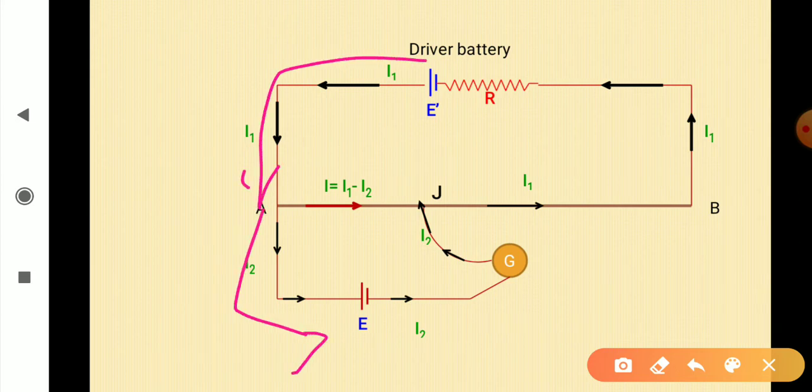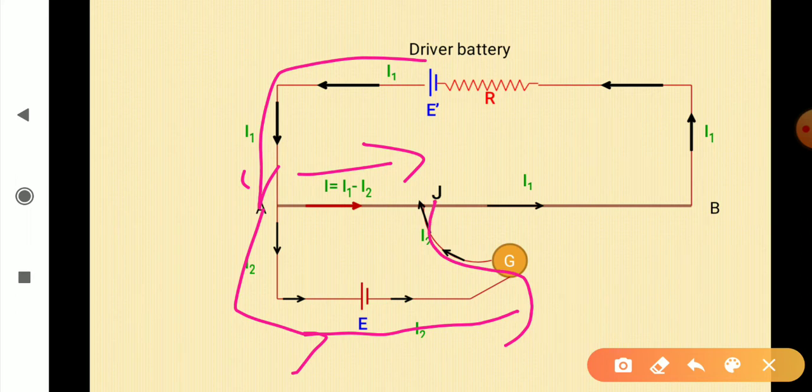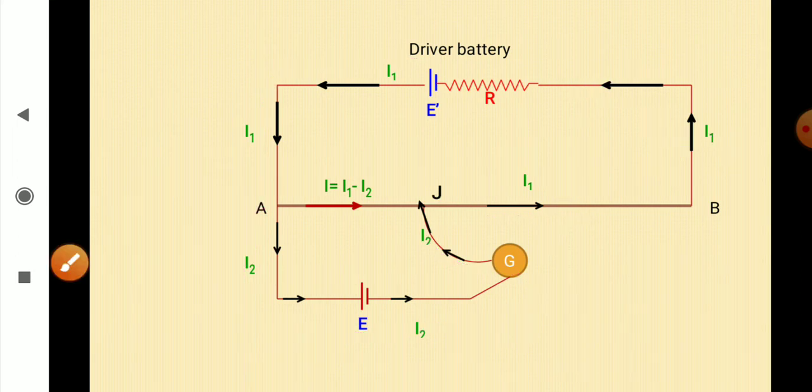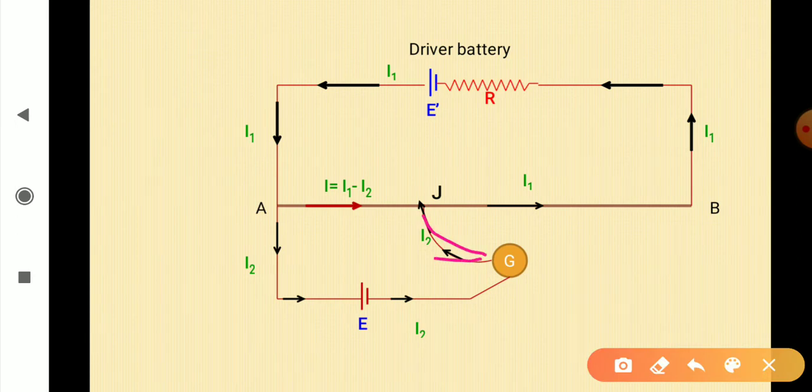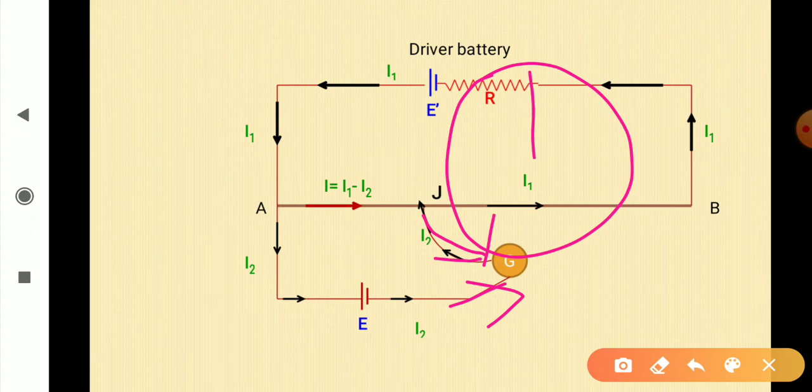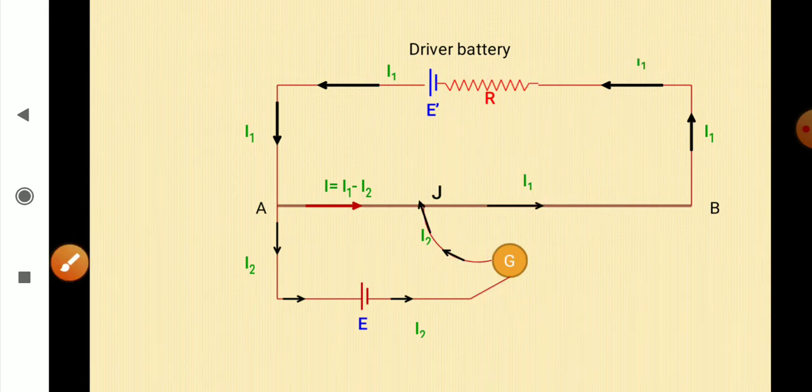One part I2 goes here, the remaining part goes this way. This I2 takes full path and at this point it is meeting it, and then combining, I1 goes back to the cell. Now see, in the previous case current was entering the galvanometer in this way, and in this case current is moving along this way. So the galvanometer will give opposite deflections. In the previous case, if the deflection was like this, in this case the deflection will be like this, opposite deflections, right? Now between these two opposite deflections we can obtain a situation.